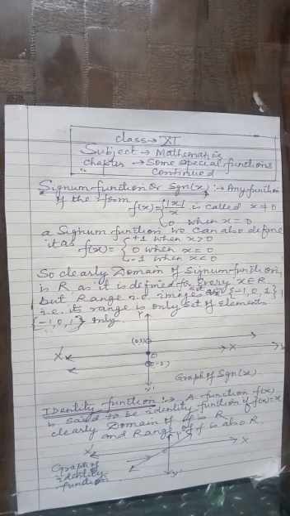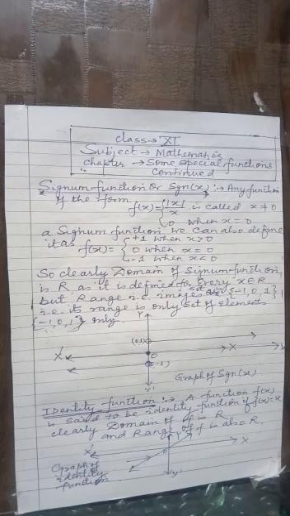So your first function, which you are defined today, is the signum function, written as sgn x. Any function of the form f(x) equal to |x| upon x is called a signum function when x is not equal to 0. It is defined as f(x) equal to |x| upon x, and it is 0 when x equal to 0.